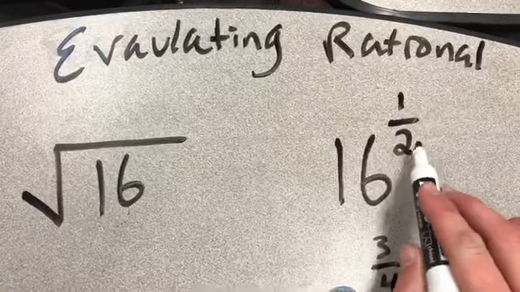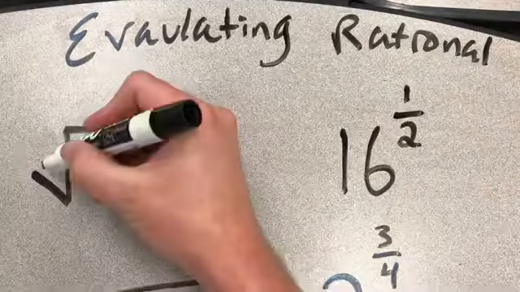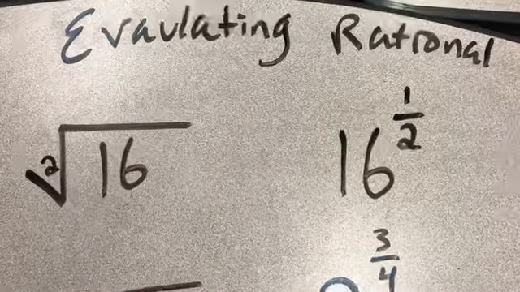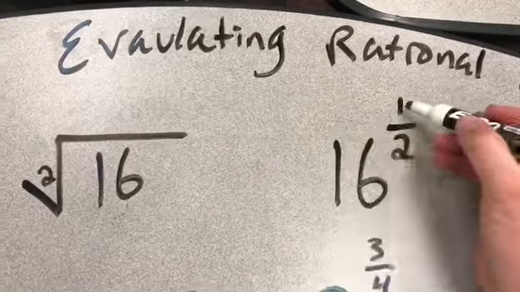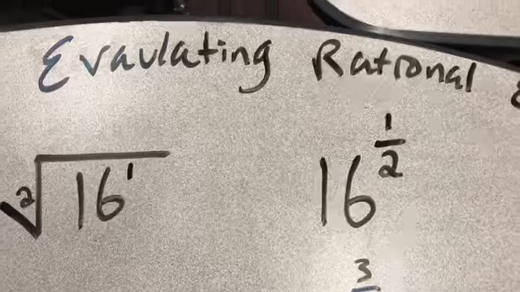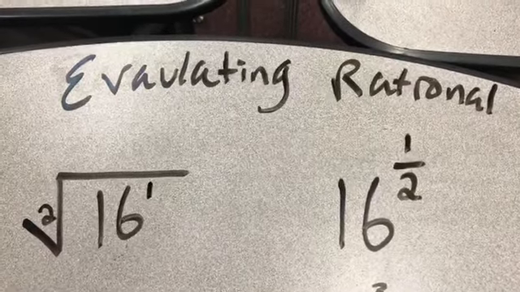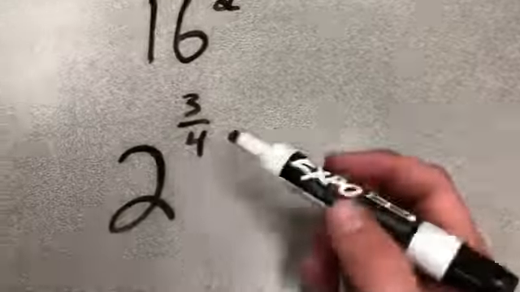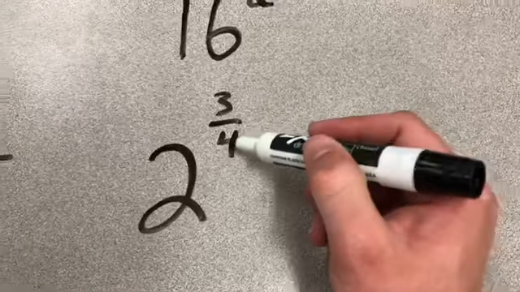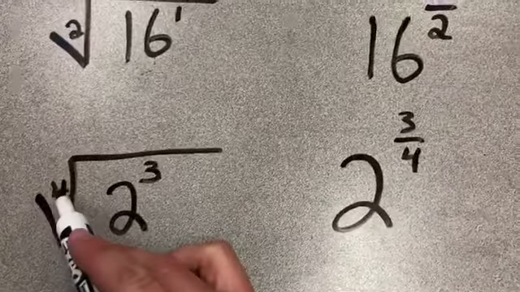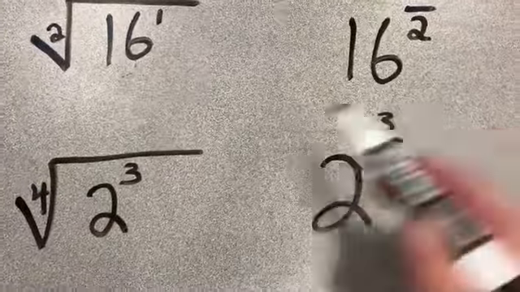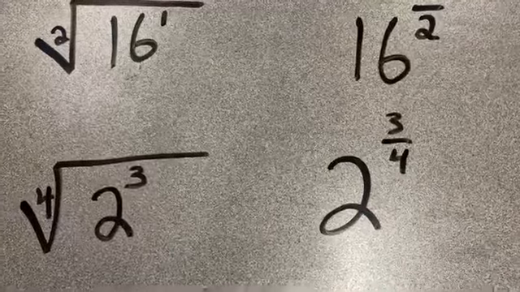That 2, the denominator of a rational exponent, always becomes the little index of your square root or radical, and the numerator always stays as the exponent. So if we wanted to rewrite 2 to the 3/4, the denominator always becomes the root of the radical. The numerator stays as the exponent on that base.